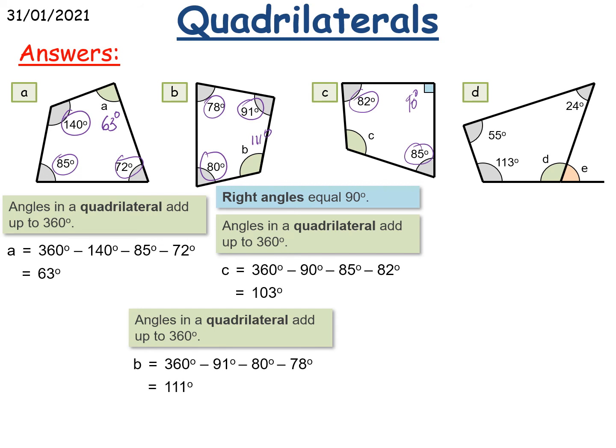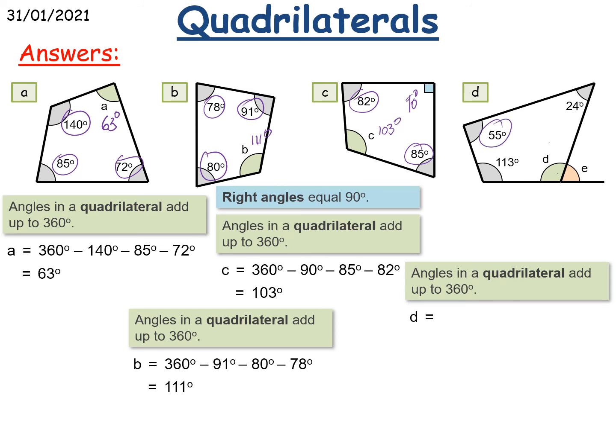103 degrees. Then lastly, we have to work out D and E. We'll work out D first because it's inside the quadrilateral. It's an interior angle. So D equals 360 take away these three angles, which gets you D, which is 168 degrees.